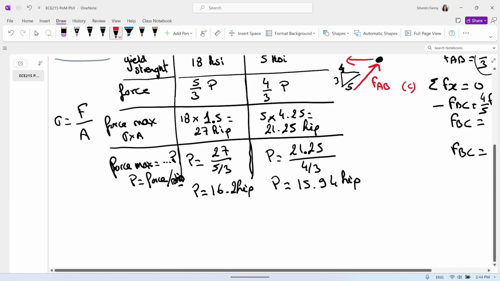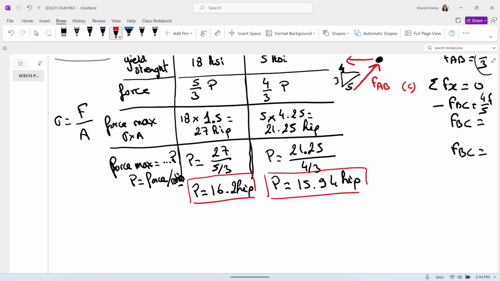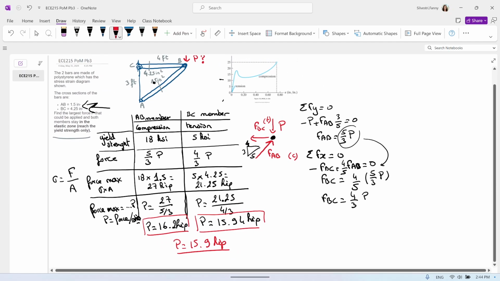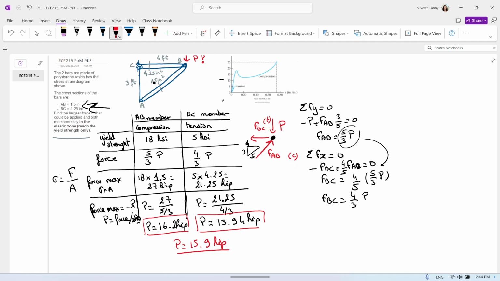Now if we look at the two maximum forces, we have P equals 16.2 and P equals 15.9. So the maximum force that could be applied will be the smaller one. So the max will be 15.9 kilopounds, and that will be the limit because of the member BC. You see that the 16 and the 15.9 are very close. That's what you want. You want to try to dimension your members, piping, materials, anything, so that your structure overall supports the same force.